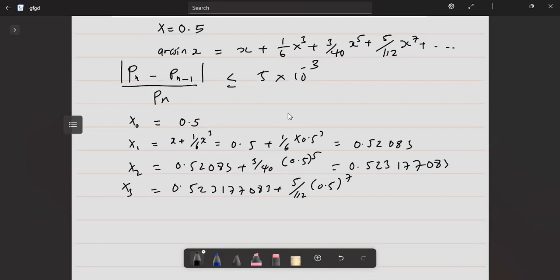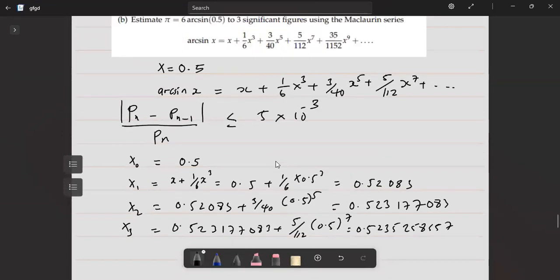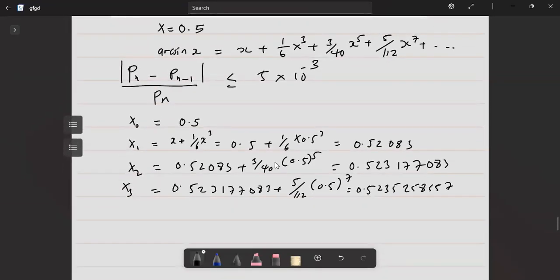And this gives about it plus 5 over 112, 0.5 to the power 7. So this is equal to 0.5235258557, something like that. So now we need to make sure that we check this condition, right?